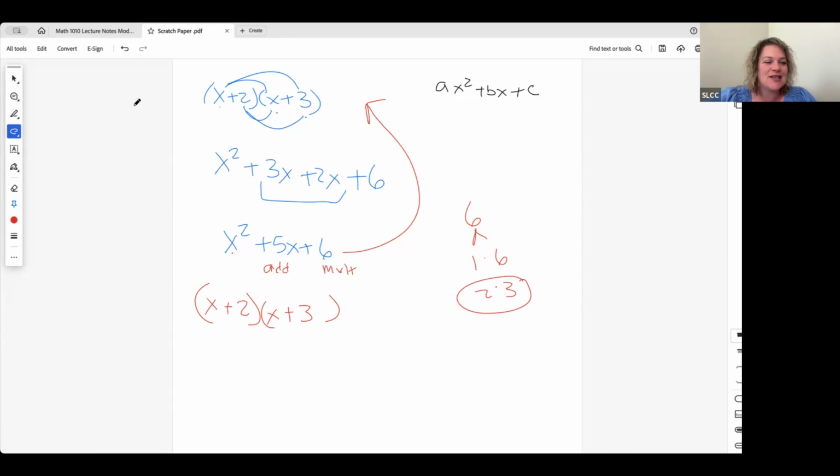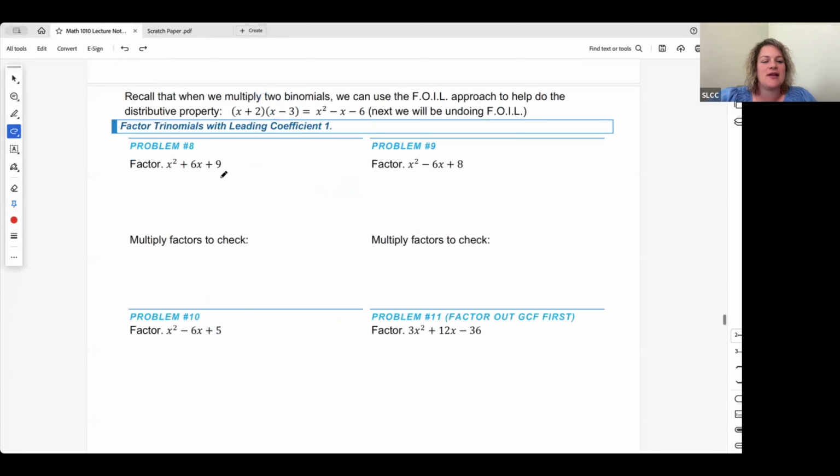Let's go back to the notes and see if we can use our template to factor problem number 8. x squared plus 6x plus 9. I know that I want to factor by forming two binomials and undoing that FOIL distribution. I know that the first term is x squared, so that's x times x. Then I start with the c value. What are the factors of 9? 1 times 9 and 3 times 3.